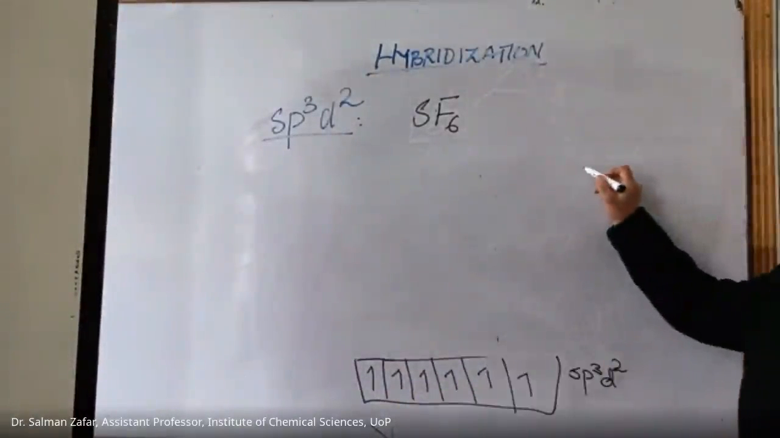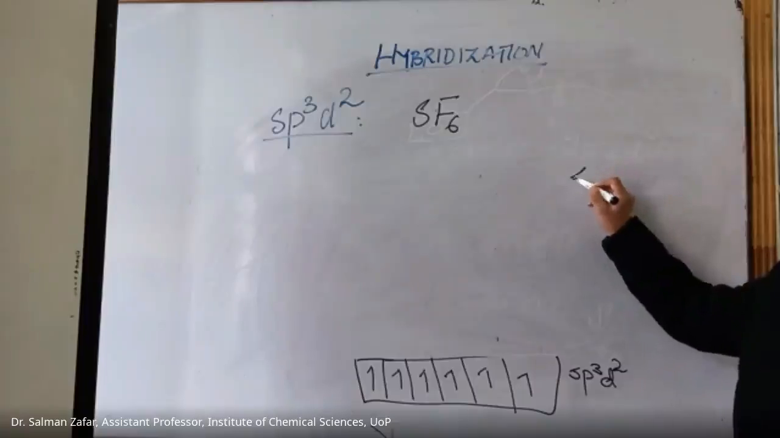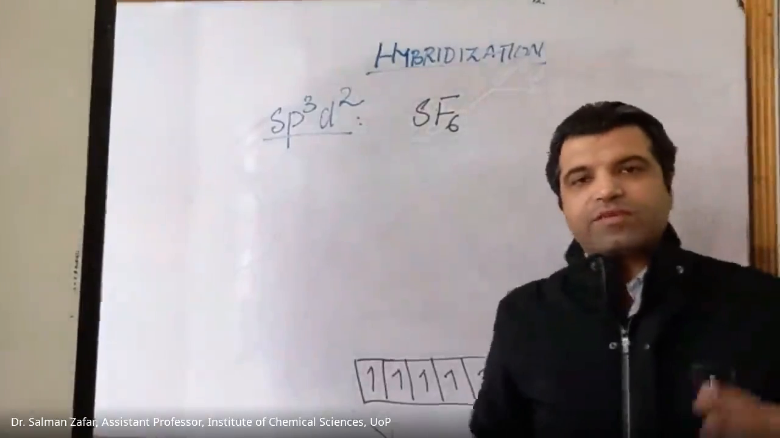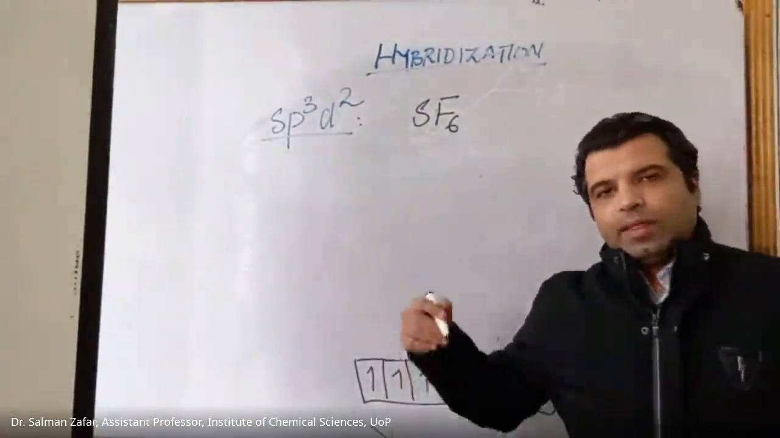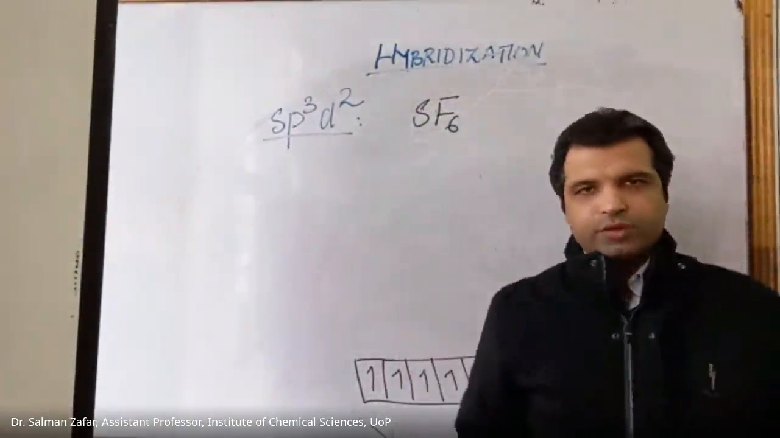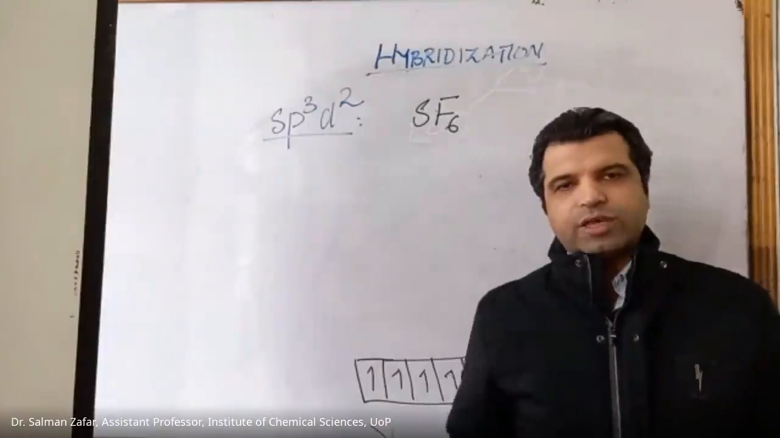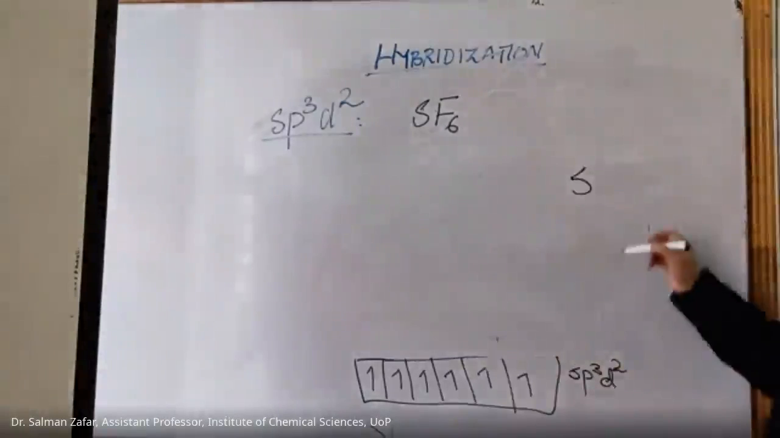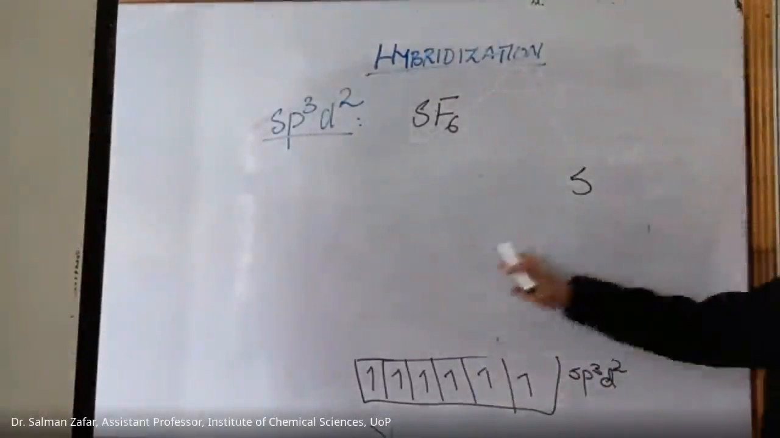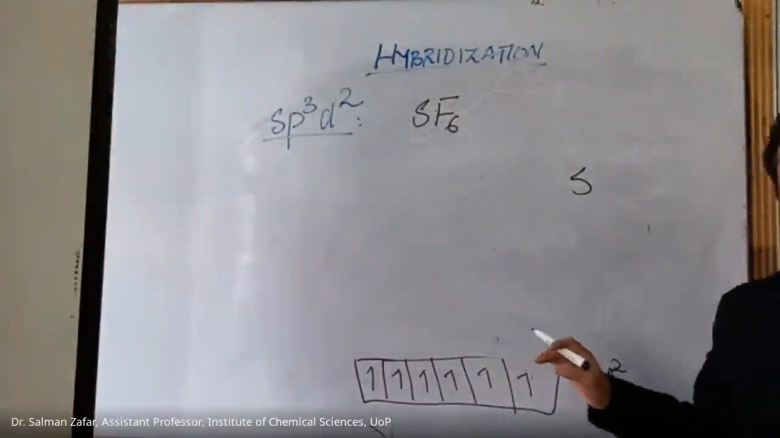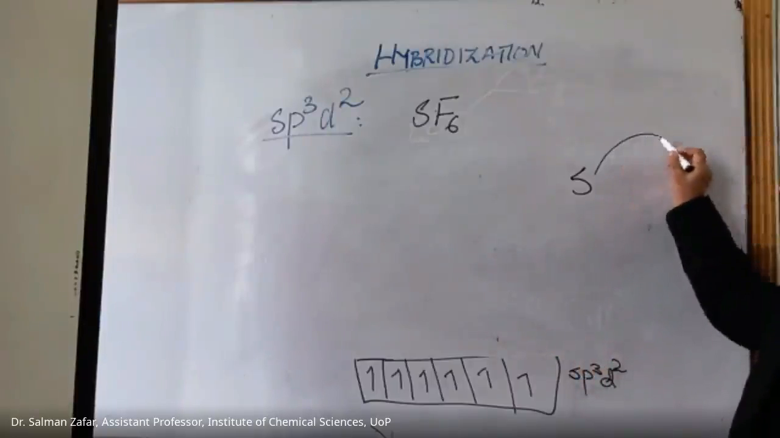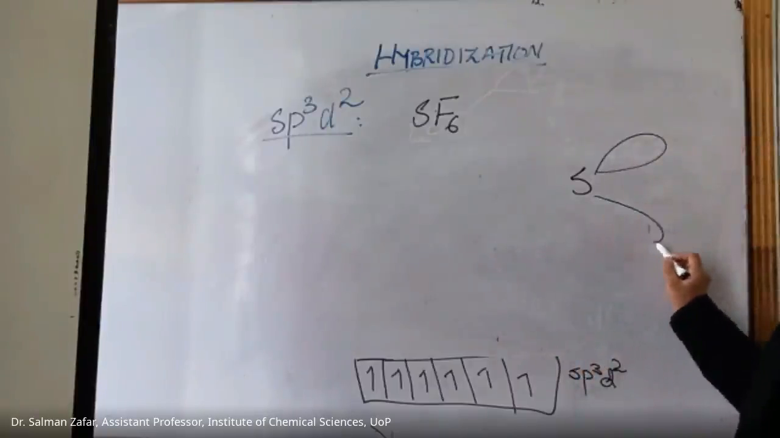Okay, so we have the central atom, that is S, and it will combine with 6 fluorine atoms. Now, when fluorines are coming in to form bonds, they would tend to be at maximum distance from each other. What happens is that these sp3d2 orbitals also tend to be at maximum distance from each other.